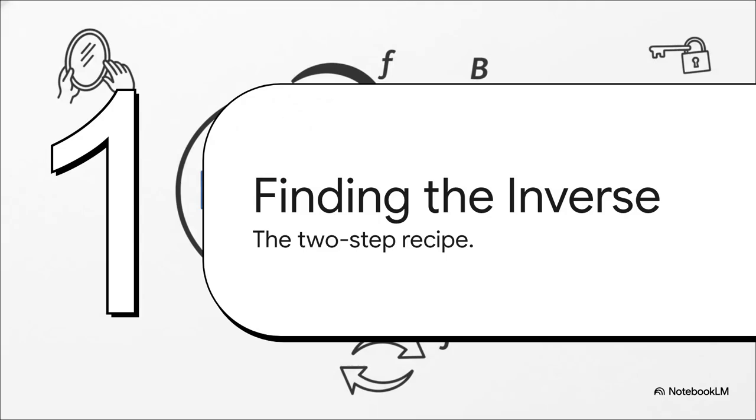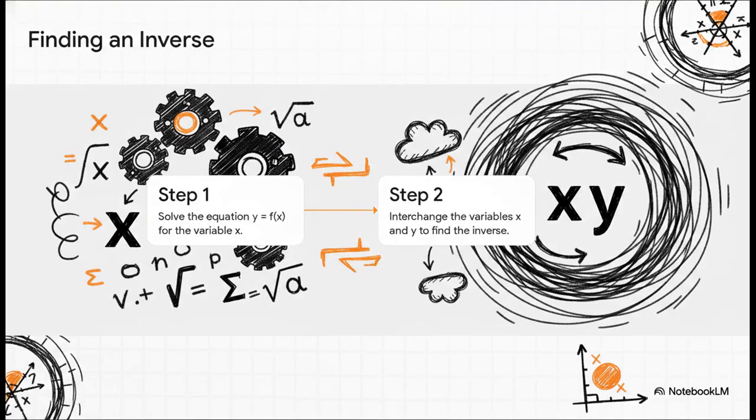Okay, so now we know what an inverse is, and we have a test to see if a function can have one. So how do we actually find the formula for it? Let's get our hands dirty with the algebra. Believe it or not, it's a pretty simple two-step recipe. First, you take your function, y equals f of x, and you just do some algebra to solve it for x, get x all by itself. Then, step 2, once x is isolated, you literally just swap the letters x and y. That's it. Your new equation is the inverse.